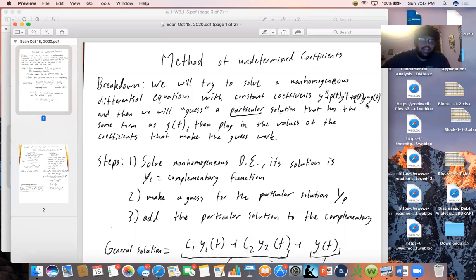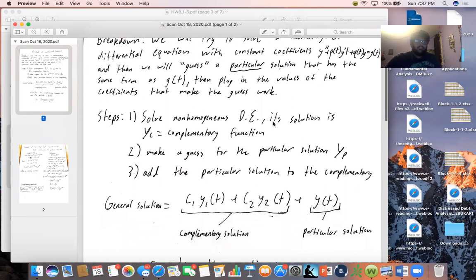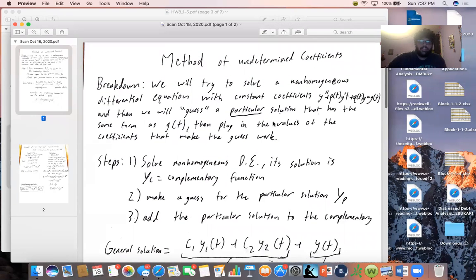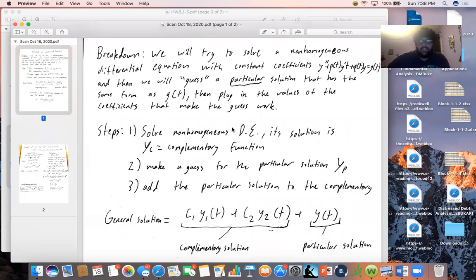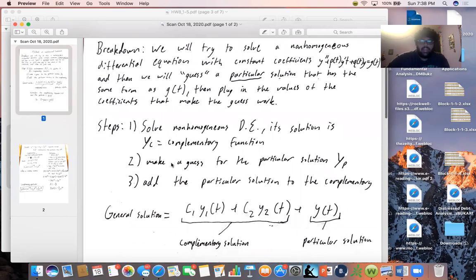So we're going to guess a particular solution that has the same form as g(t), and then we're going to plug in the values of the coefficients that make this guess work. So that's how we're going to set it up. So step one, you're going to solve the homogeneous differential equation. Its solution is going to be yc, the complementary function. Then you're going to make a guess for that particular solution, yp.